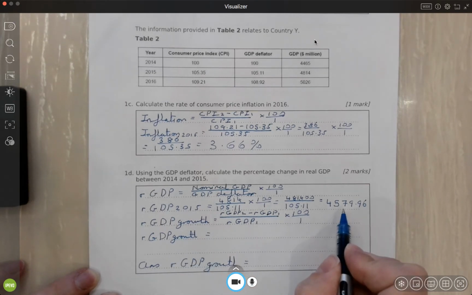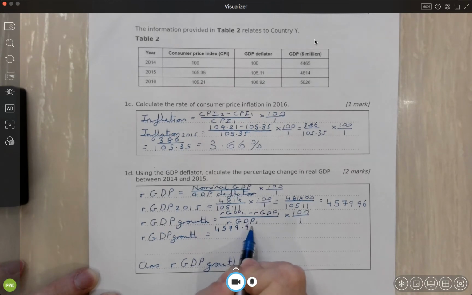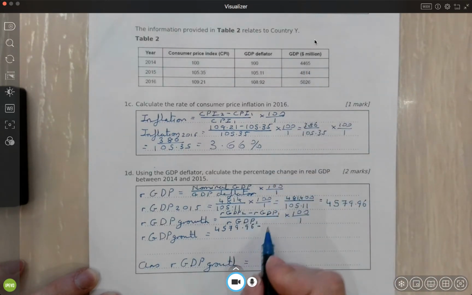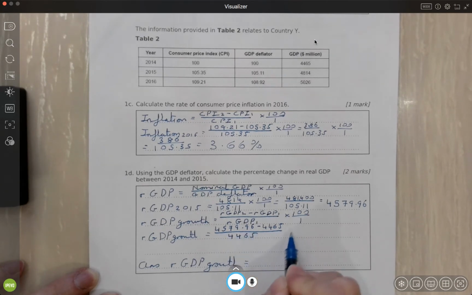Real GDP in year 2 is this that we've worked out, because year 2 is 2015. So it's 4579.96 minus real GDP in year 1, which is this here, 4465, over real GDP in year 1, which is 4465, multiplied by 100 over 1.